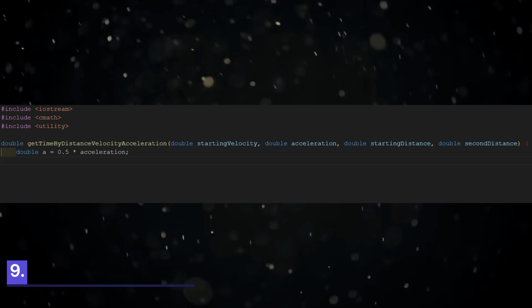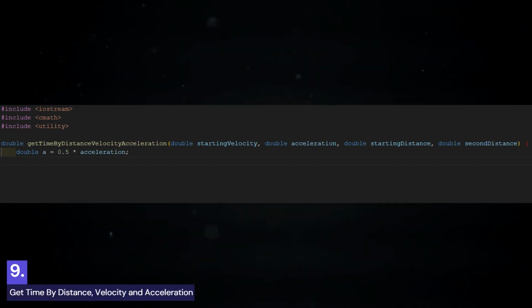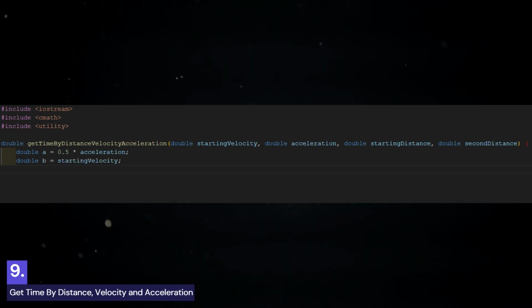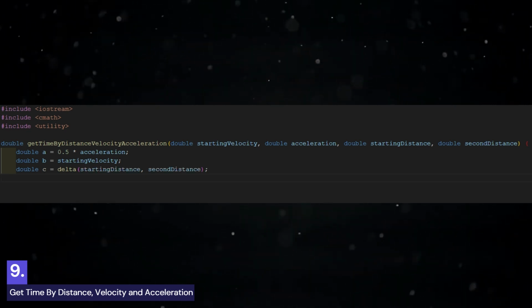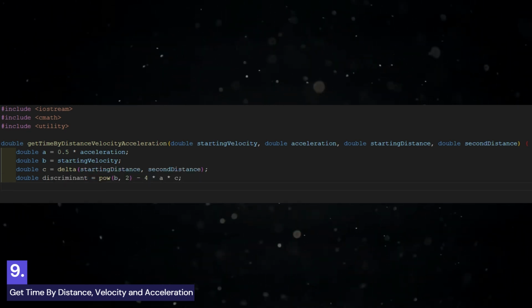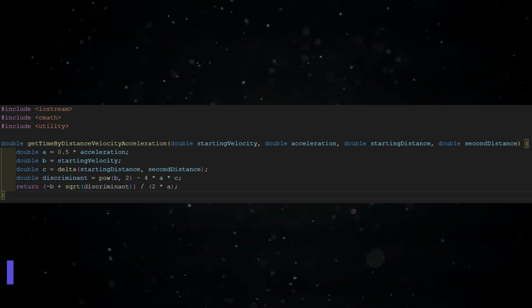The getTimeByDistanceVelocityAcceleration function solves for the time required to travel a certain distance, given the starting velocity, acceleration, and change in position. It rearranges the kinematic equation into standard quadratic form, and then applies the quadratic formula.